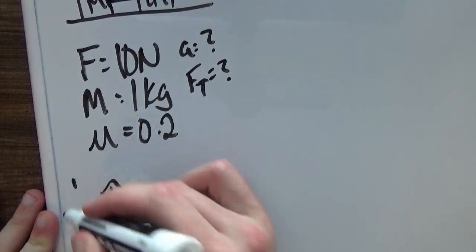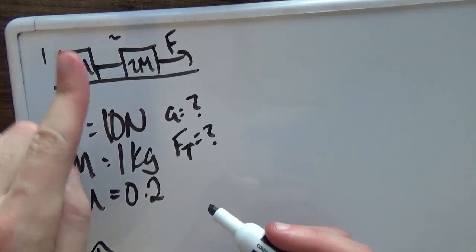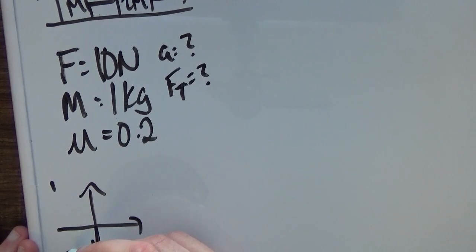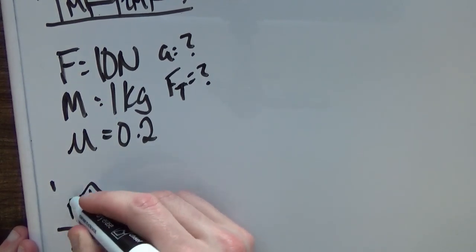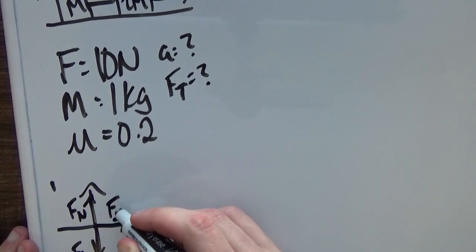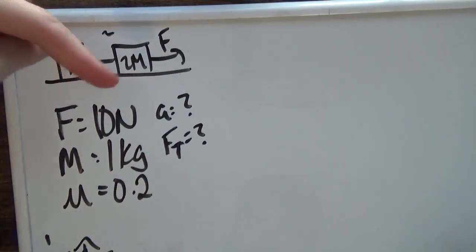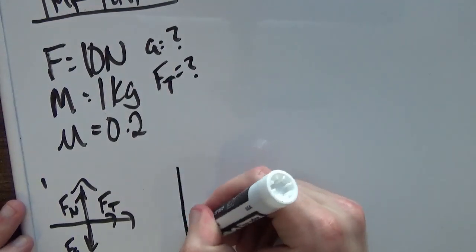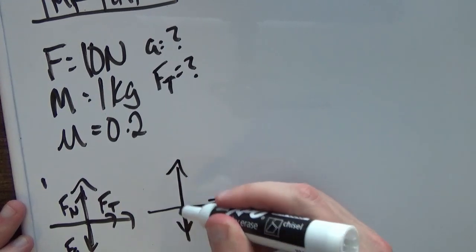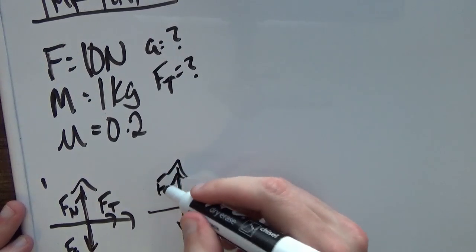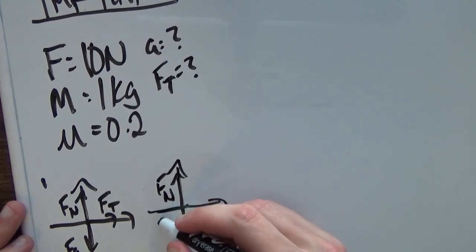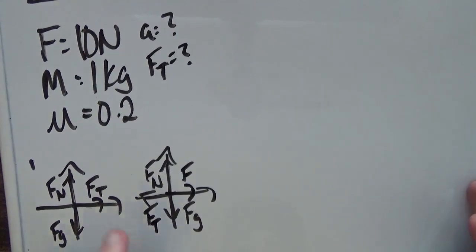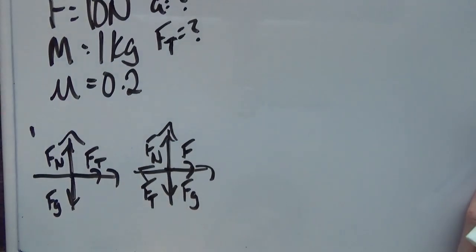So our free body diagram for block 1, right, we just have gravity pulling down, normal force pulling up, and the tension in the rope pulling to the right. And for block 2, gravity pulling down, normal force pulling up, tension pulling left, the rope pulling this block to the right, our force F pulling to the right, tension to the left. Alright, free body diagrams are done.